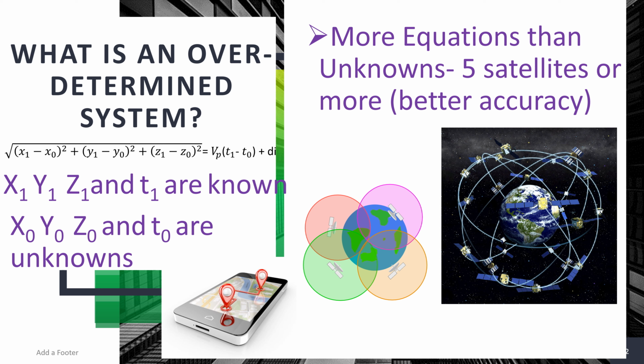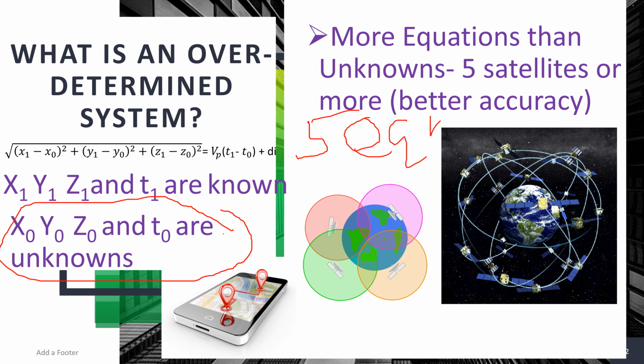But this causes a problem, because we only have 4 unknowns. Let me show you here: these are the 4 unknowns. If, for example, we have five satellites, that will give me 5 equations, so there is one extra equation that we need to solve. But 5 equations can only give you so much accuracy. If you want to improve it further, maybe you have 10 satellites, which give you 10 equations, but we only have 4 unknowns. So this is the issue. This is the meaning of an overdetermined system.